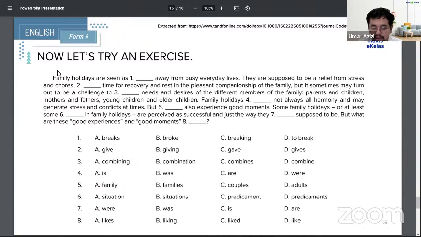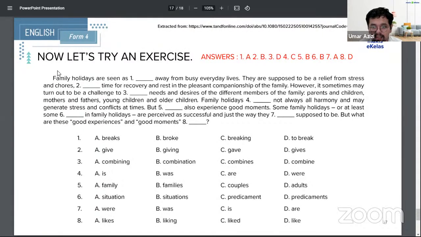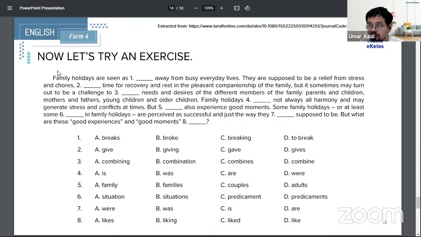Okay, now that everyone has written down their answer, we're going to quickly check to see what it is. And the answer is, there we go. So number one, the answer was A, breaks away from busy everyday lives. And number four is C, are. Family holidays are not always all harmony and may generate stress and conflicts at times. Now, if you're on YouTube, you can either choose to pause first, you can rewind yourself and go back and try to answer again before checking out the answers.